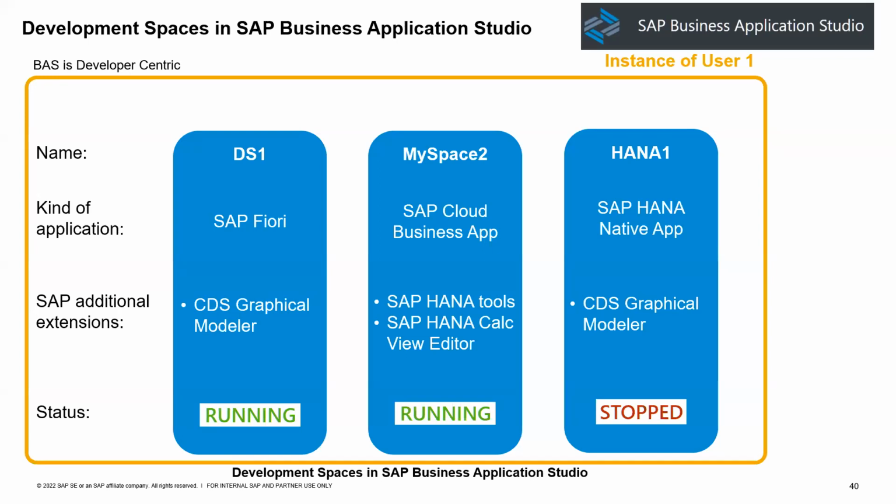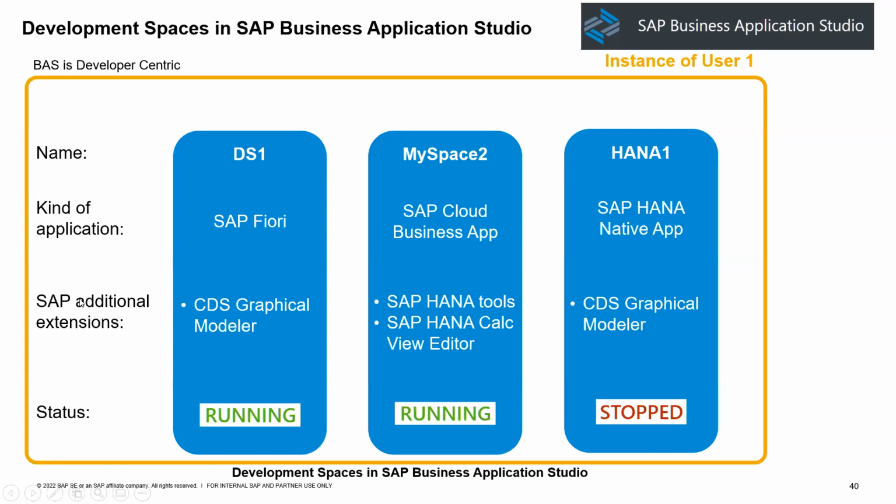Once a development space is created, its name and kind of application cannot be changed. However, you can modify the list of optional extensions to add or remove some. Before that, the development space must be stopped. So you can create multiple development spaces with their own name and kind of application. Like here we have given DS1 as the name, and for the kind of application we selected SAP Fiori. For the other development space, we are choosing something like cloud business application or HANA native application.